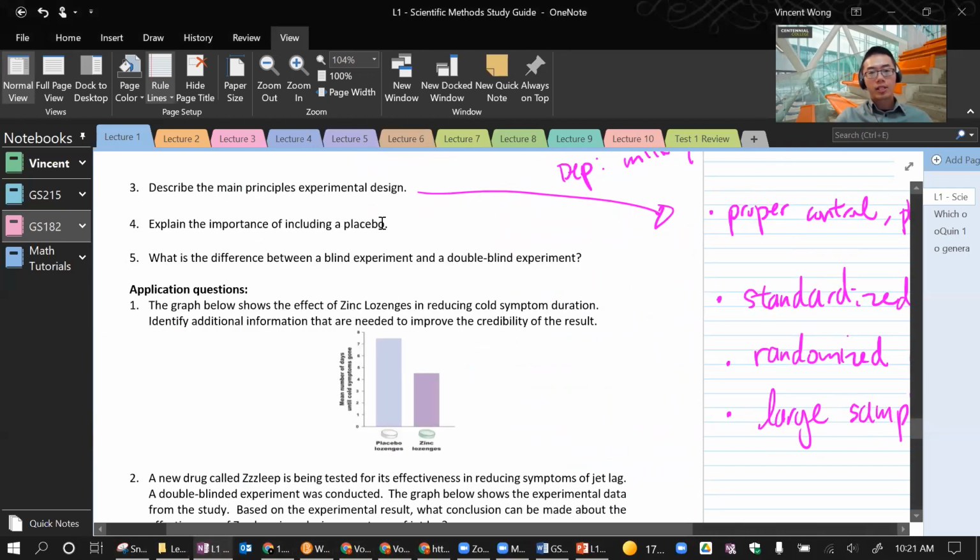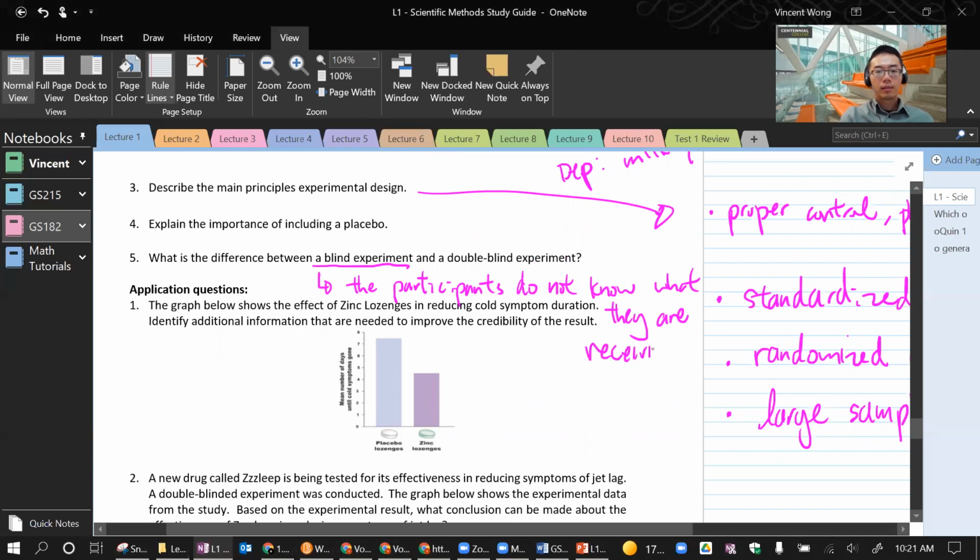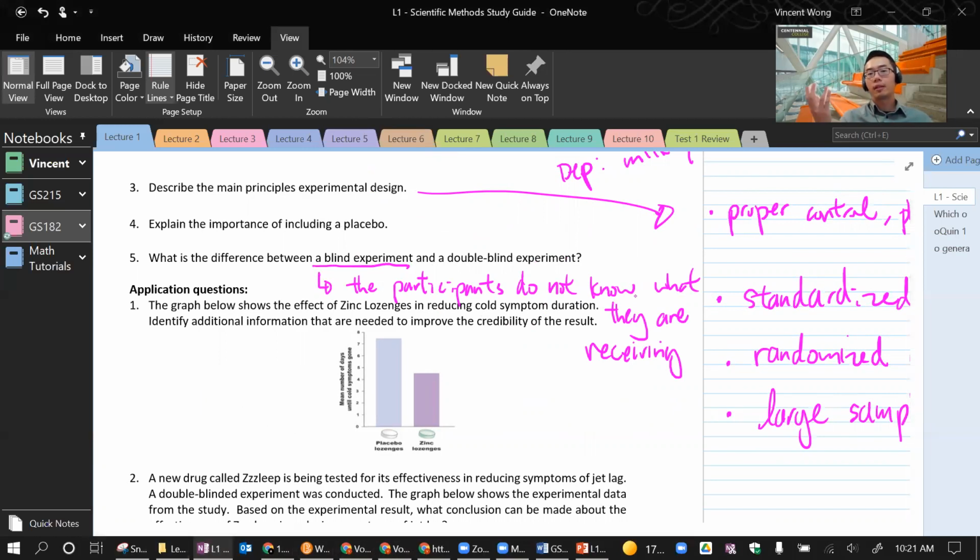We talk about the importance of having a placebo. What is the difference between a blind experiment and a double-blind experiment? Okay, so in a blind experiment, the participants do not know what they are receiving. Okay, they don't know if they are receiving the placebo or if they're actually receiving a treatment.